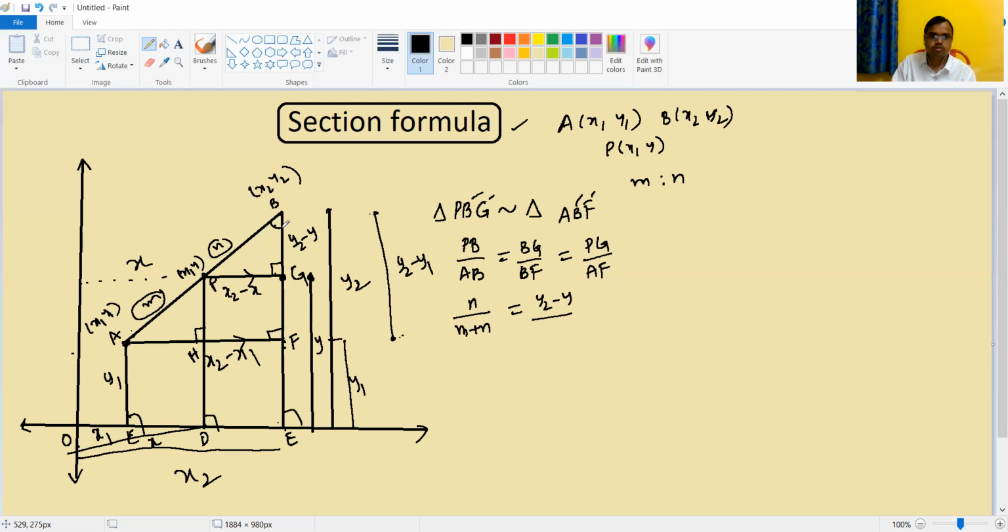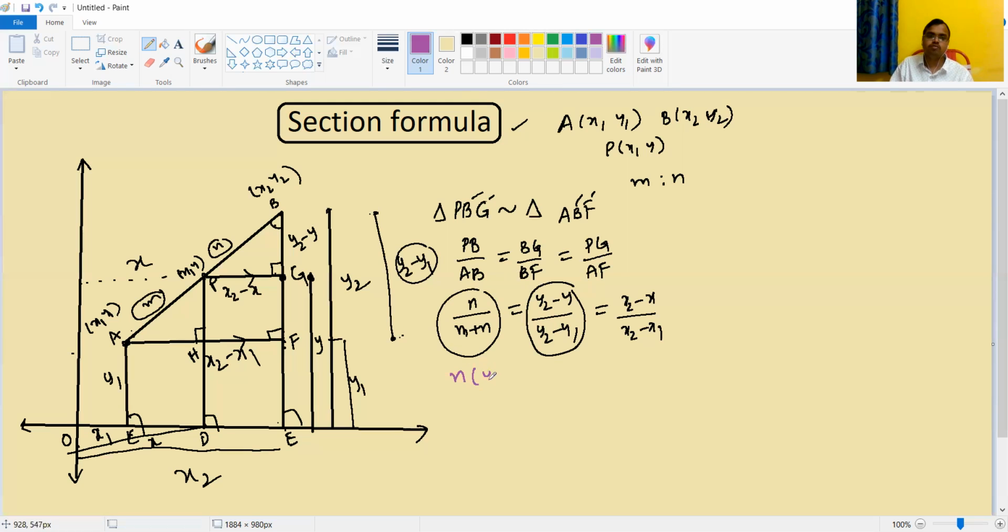what is the length of BF? That is y2 minus y1. Okay, so this is y2 minus y1. Next, which is equal to PG by AF. PG length is x2 minus x, by AF length, which is x2 minus x1. Now equate the first and this. If we equate these two, what will you get?